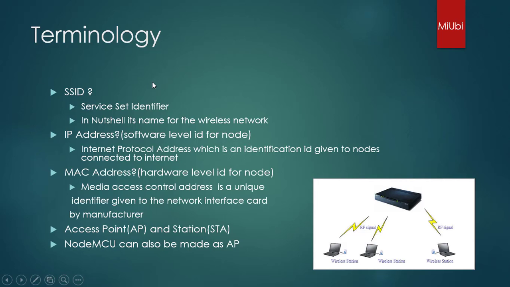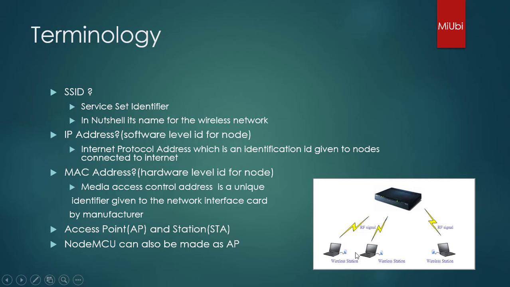Before going further, let's go over some basic terminology that we'll be using. SSID is a technical name for your wireless network or access point which provides you internet. IP address is your software level ID for a node connected to a network, and MAC address is the hardware level ID given by the manufacturer to particular nodes connecting to the network. Access points provide the network for nodes which want to connect. The nodes which want to connect, we call them stations here.